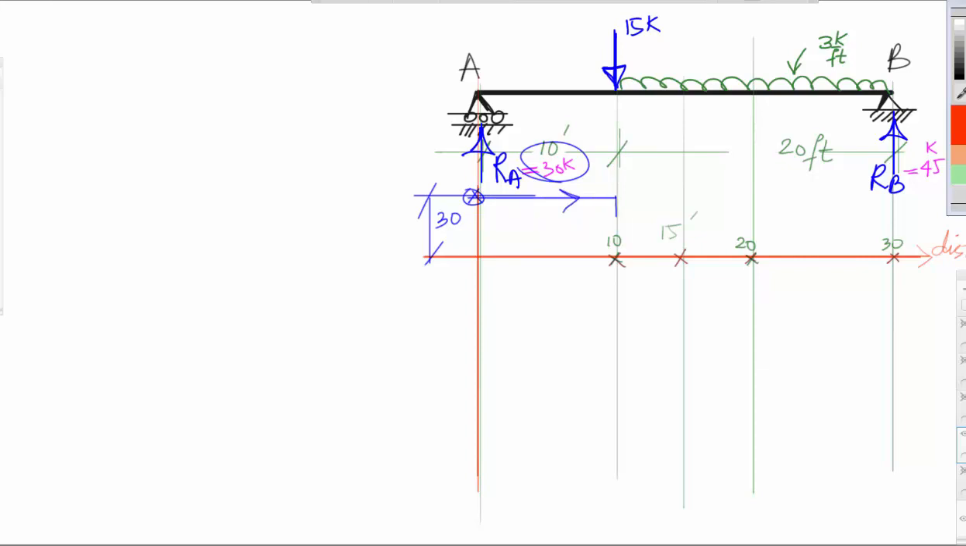15 will bring this down by 15. So this distance is 15. Now this is at point 10. We'd like to know what is the value at point 15. So we can do this. So say shear from left at distance of 15 feet is equal to how much?